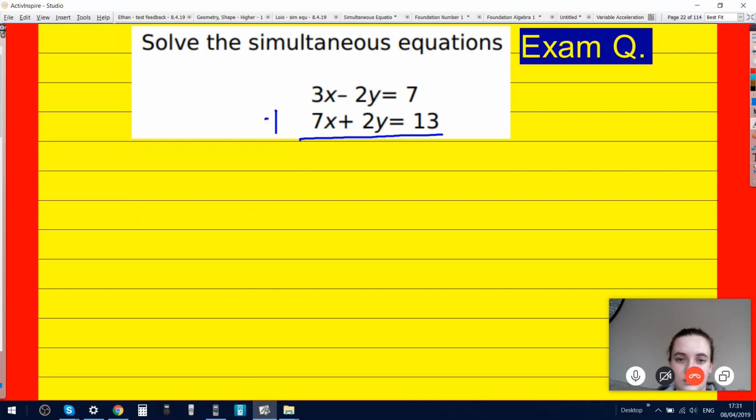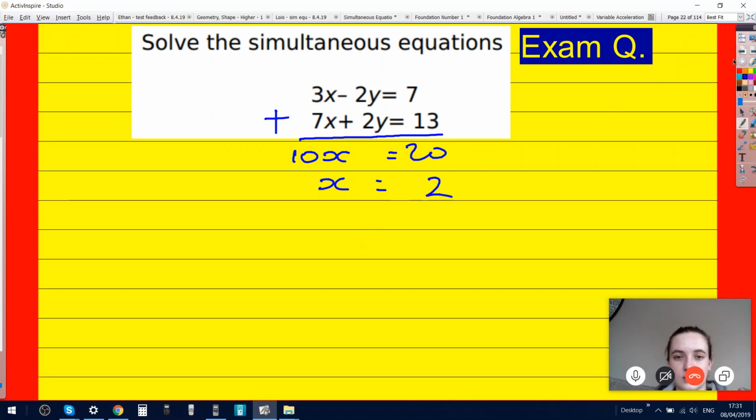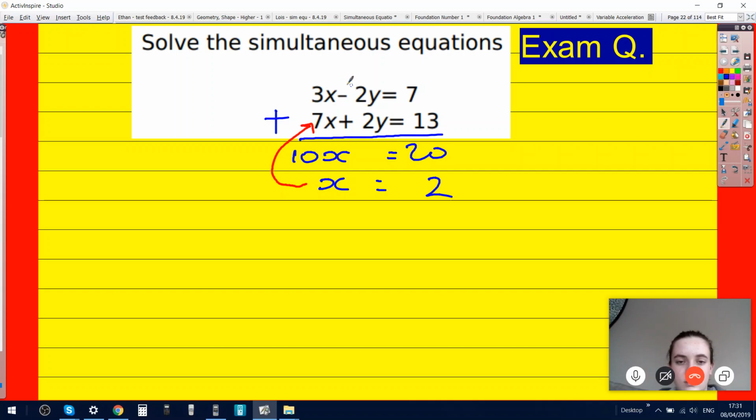Add them. So 10x equals 20. So x equals 2. And then, 7 minus... If you have a choice, sub it into the one that doesn't have minuses, because it will be easier, even if the numbers are bigger.